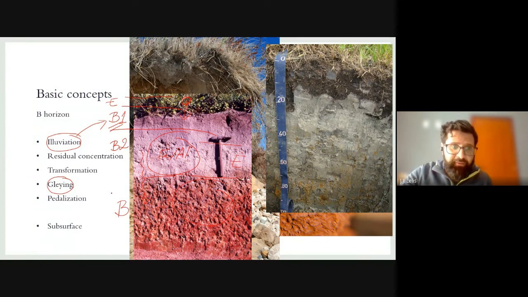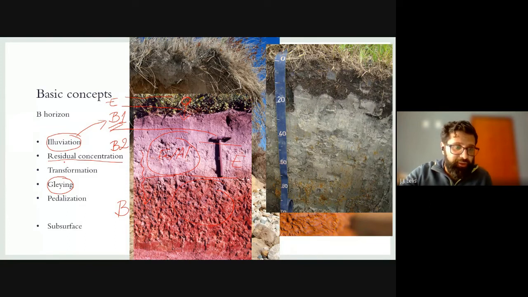The B horizon can be found in areas where we identify residual concentration of iron oxides too. So if you have a piece of soil that has a lot of concentration of iron oxides and kaolinite, you can identify a B horizon too.